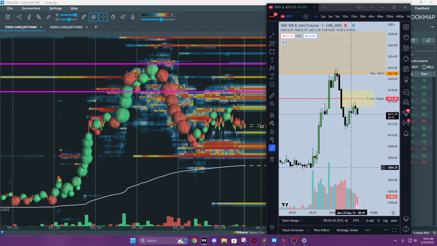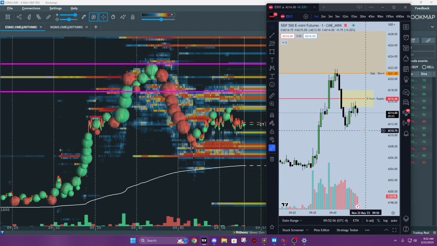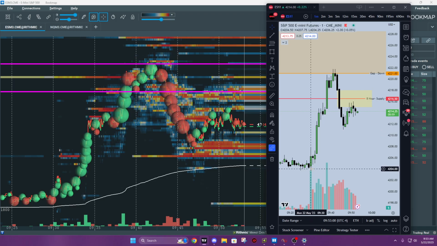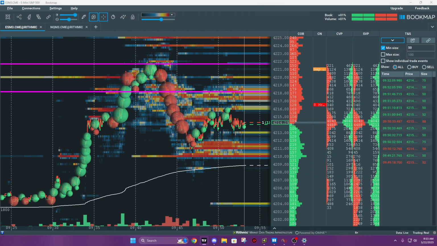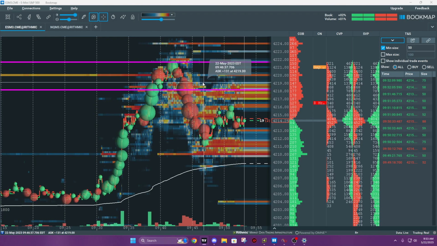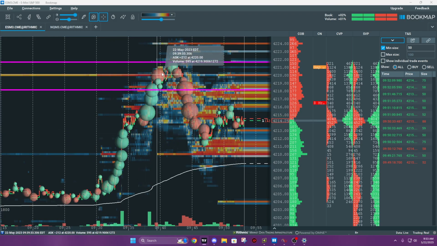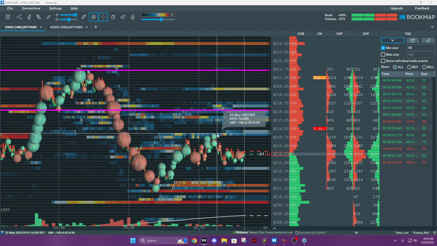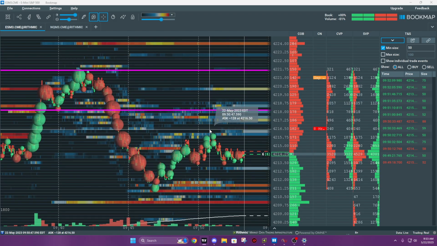Potential target is probably for a scalp below this low. You want to hold longer, maybe down here. But obviously buying's still decently heavy. Have to see. I mean, it has been heavy. Selling definitely came in, but yeah.